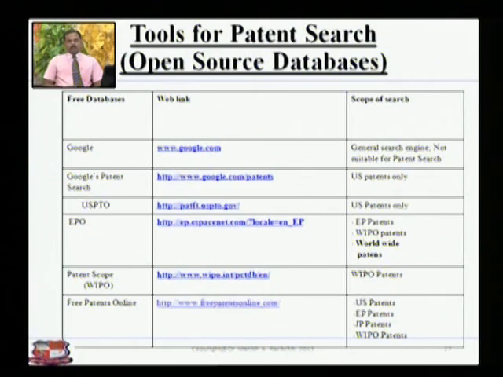Answer is yes. So in this slide you can see there are different free or say open source databases available. First is Google. As I already mentioned, Google is not sufficient to do patent searches. It is a good search engine for general purposes. Google no doubt has started another facility, that is Google Patents, just like Google Scholar. But again, the limitation of Google Patents is that it can fetch out US patents only. But here our objective is to check worldwide patents. So that cannot be fetched out using Google Patents also.